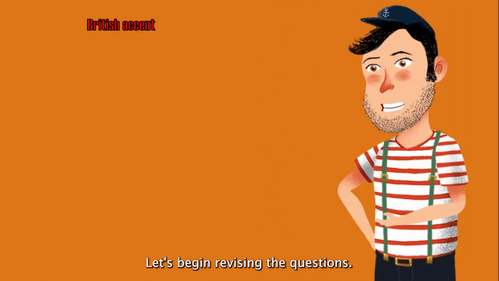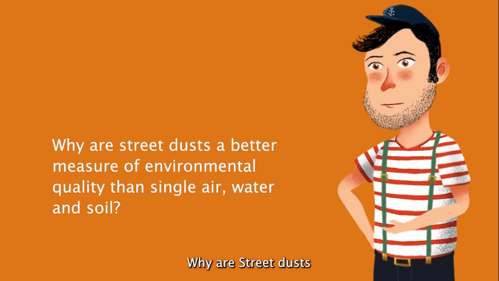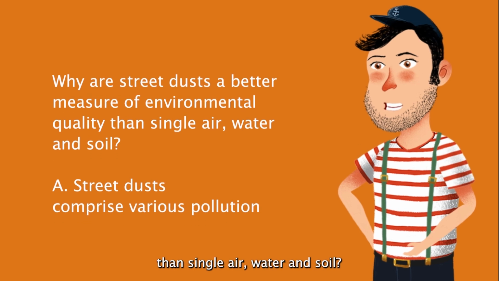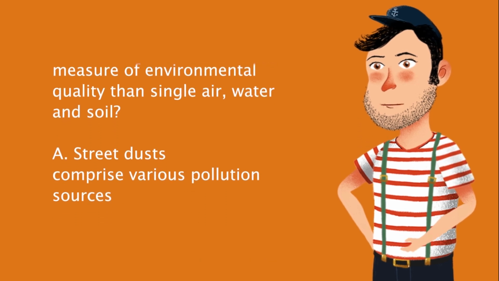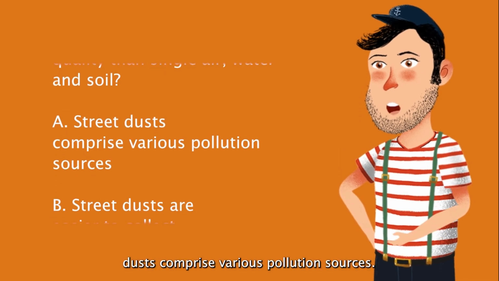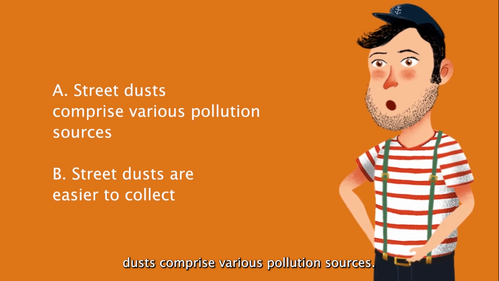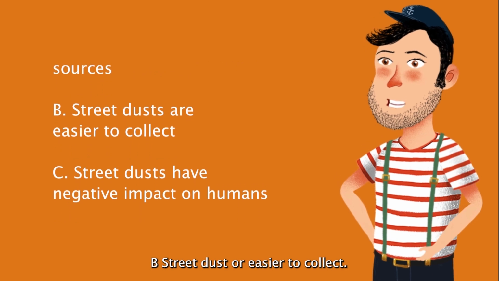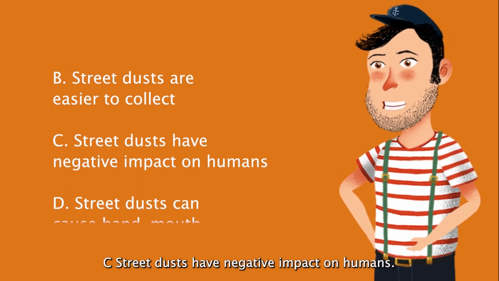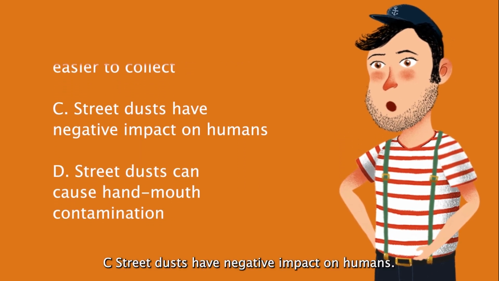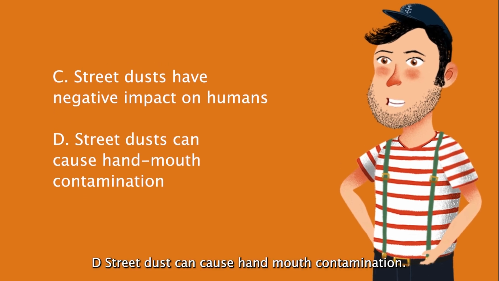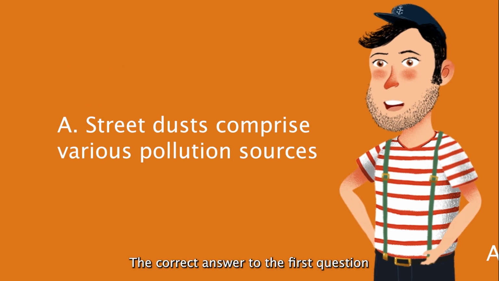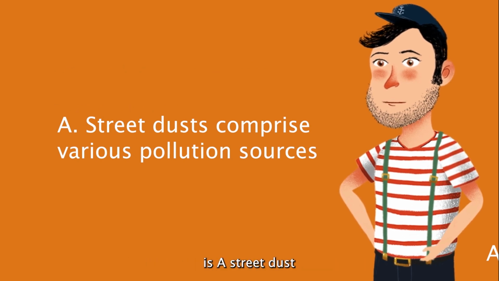Let's begin revising the questions. Why are street dusts a better measure of environmental quality than single air, water, and soil? A. Street dusts comprise various pollution sources. B. Street dusts are easier to collect. C. Street dusts have negative impact on humans. D. Street dusts can cause hand-mouth contamination. The correct answer to the first question is A.